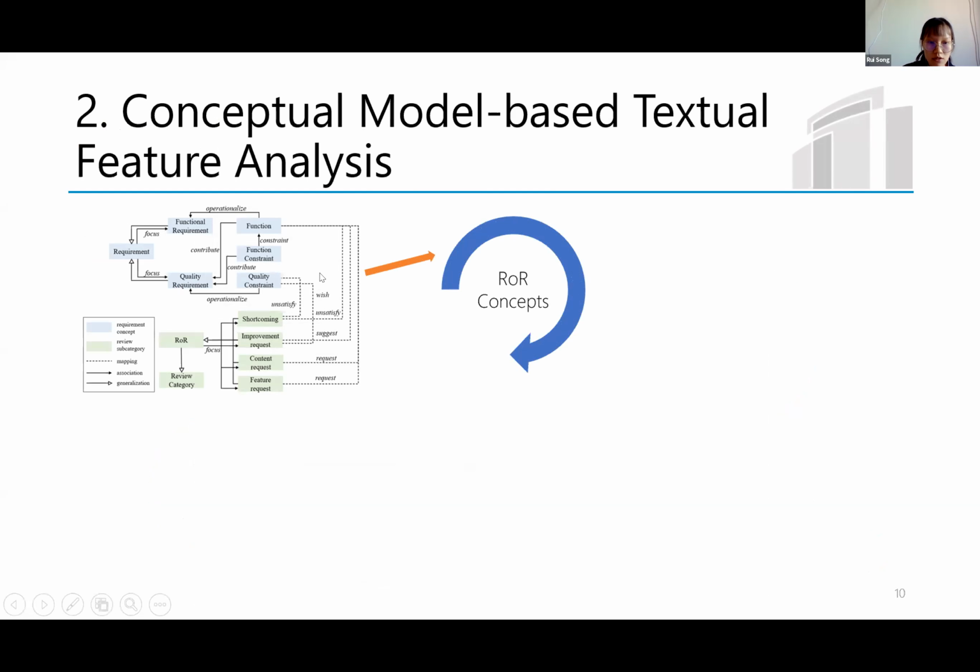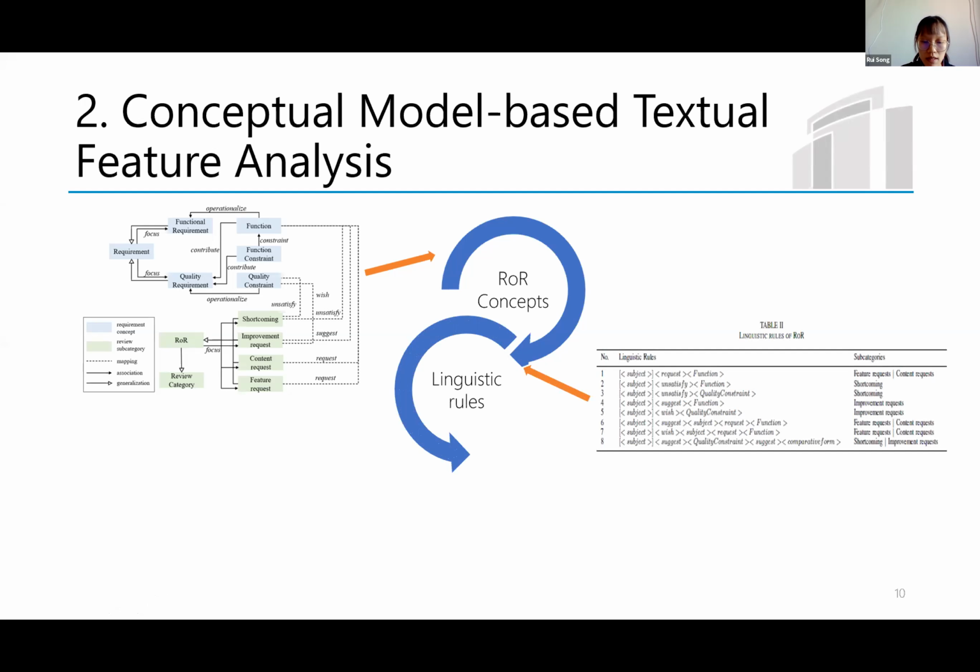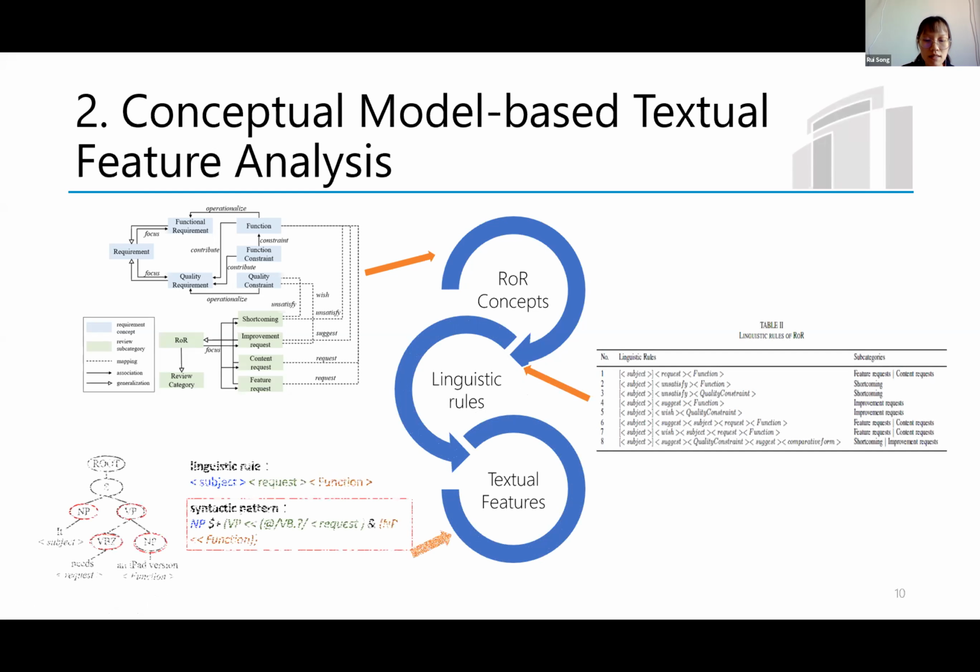Firstly, we extract the elements of the RR concepts from the concept model. And secondly, we group these elements into linguistic rules based on natural language knowledge. In this paper, we design 8 rules for RR. The linguistic rules clearly correspond to sentence structure, allowing us to derive text features from user reviews.